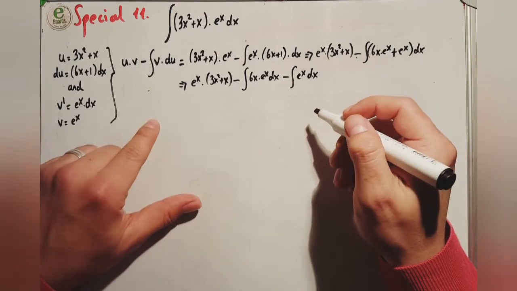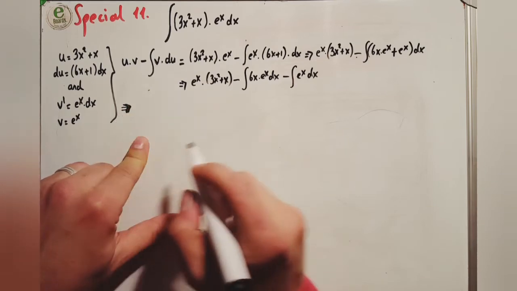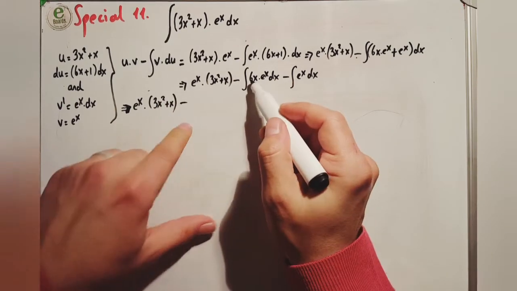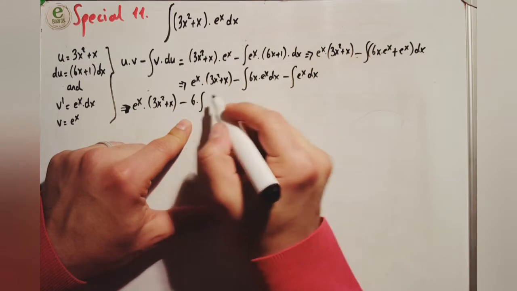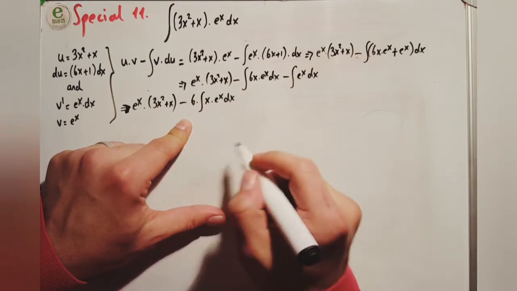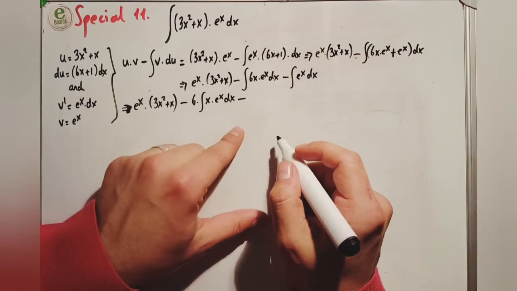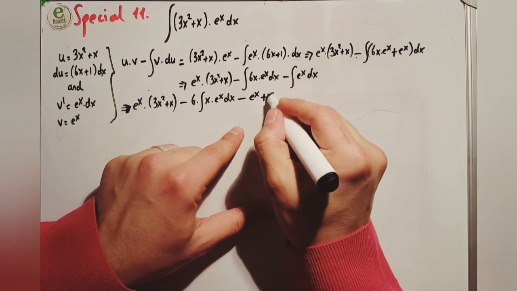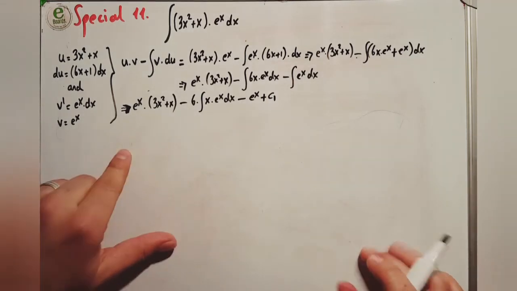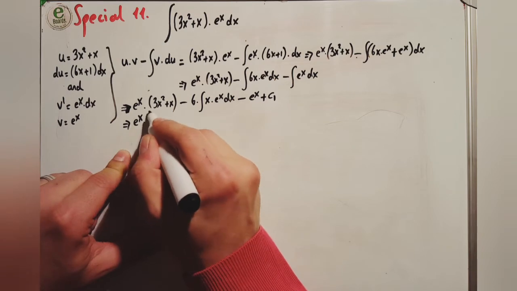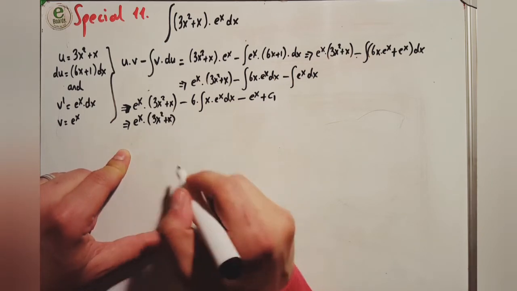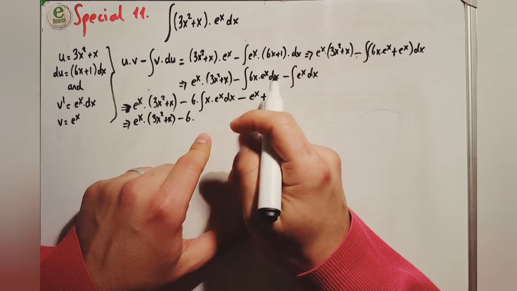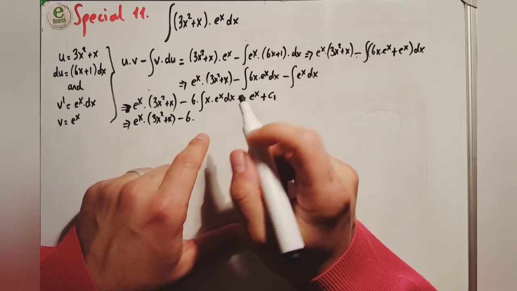So to find it, we write e to the power of x times (3x squared plus x) minus, let me take the coefficient out of the integral, 6 times the integral of x times e to the power of x dx, minus, what is the integral of e to the power of x? e to the power of x, plus c1 constant term. That is equal to e to the power of x times (3x squared plus x) minus 6 times, we will use here again u times v minus the integral of v times du. So let's start over again.